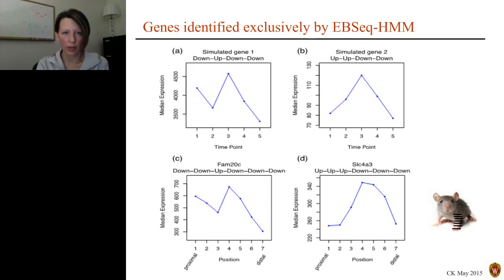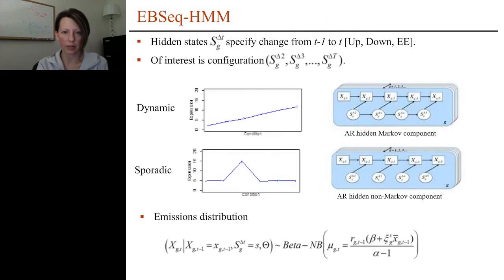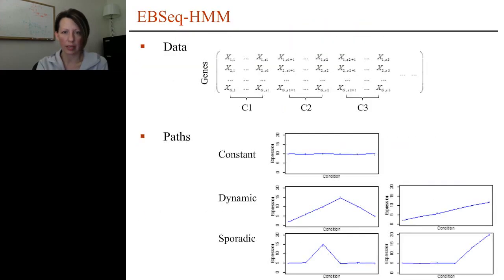So I'm getting a question here, thank you, about what's the difference between sporadic and dynamic. So let me go back just a sec. The difference between sporadic and dynamic is that in dynamic, we assume that at every transition, we see some change. And sporadic, we don't assume that. So for sporadic, at a given transition, we could see equivalent expression, and then the next transition, we see up or down.